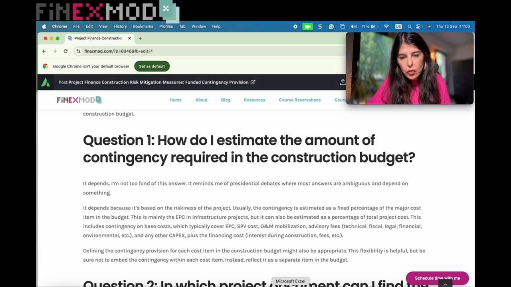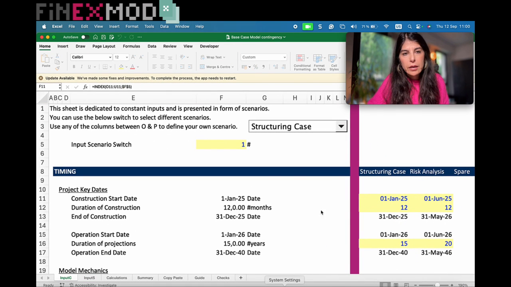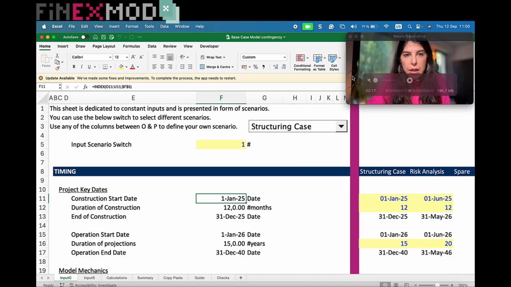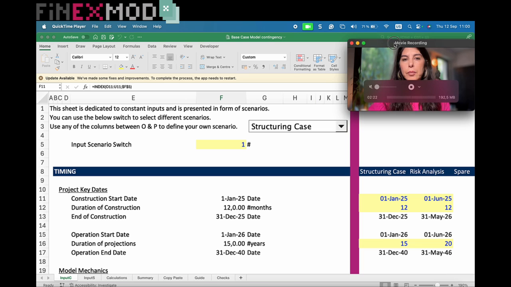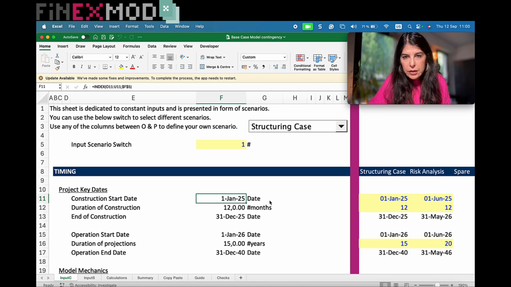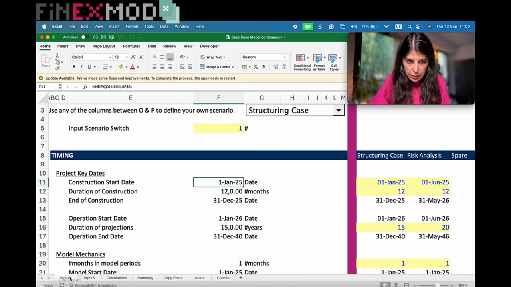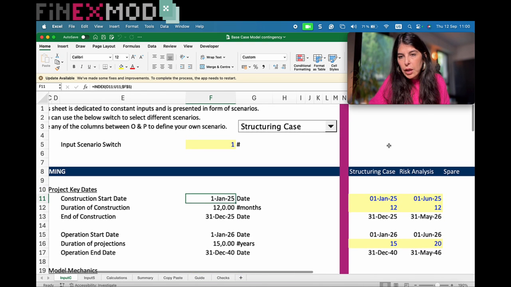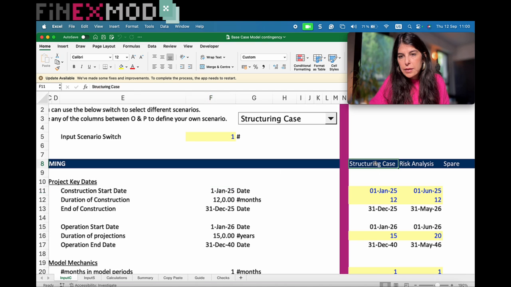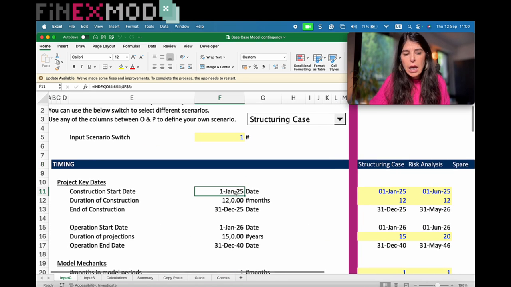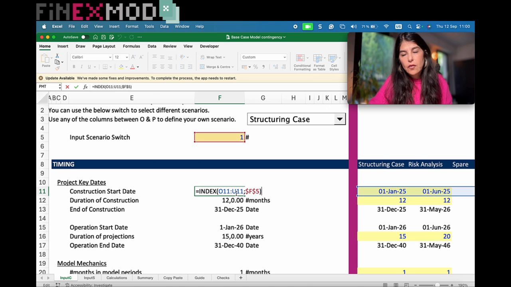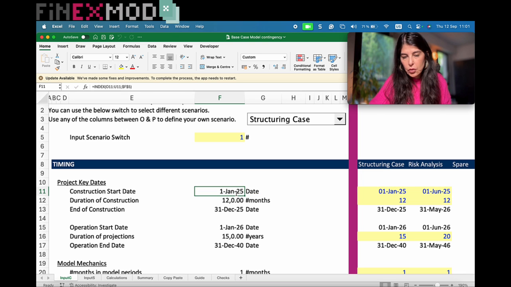However, if we go to our Excel here, this is in my financial model. You see, this is my input sheet, the constant input sheet. I put it together in form of scenario analysis. So I have these different cases, different scenarios that I can define. And with the help of a simple index function, I can choose and switch in between these different scenarios.